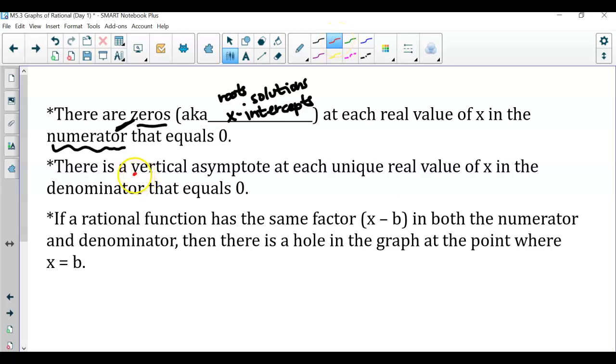Now, the vertical asymptote, this is something new that we're bringing up. Vertical meaning up and down. And here, we're going to focus on how we find the vertical asymptote. We're going to focus on using the denominator.